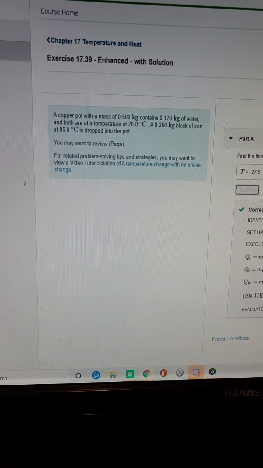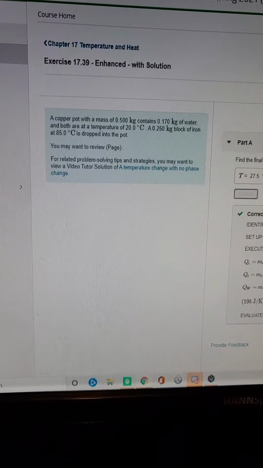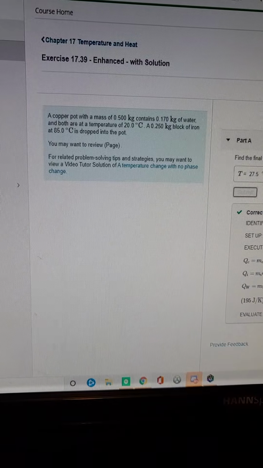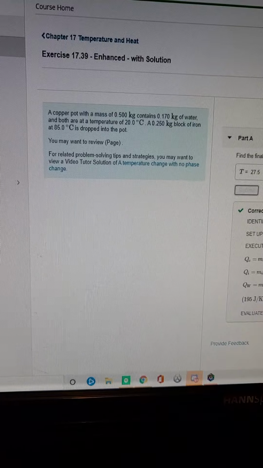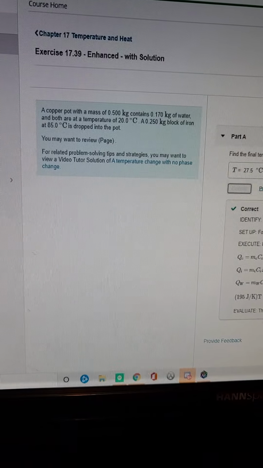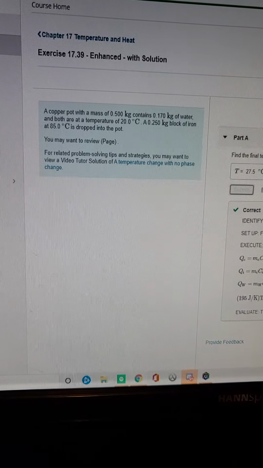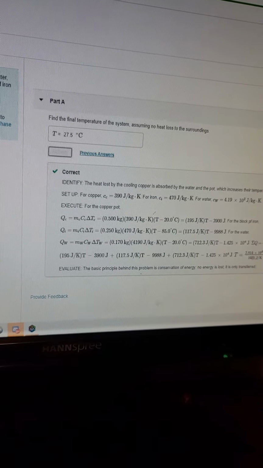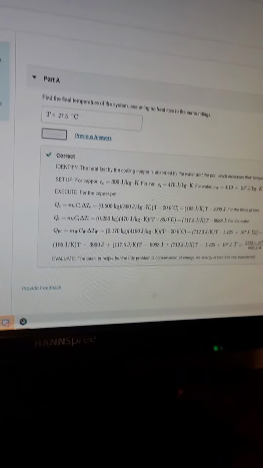In this video, I will be showing you how to work out exercise 17.39, which reads: a copper pot with a mass of 0.5 kilograms contains 0.17 kilograms of water, and both are at a temperature of 20 degrees Celsius. A 0.25 kilogram block of iron at 85 degrees Celsius is dropped into the pot. Part A reads: find the final temperature of the system assuming no heat loss to the surroundings.